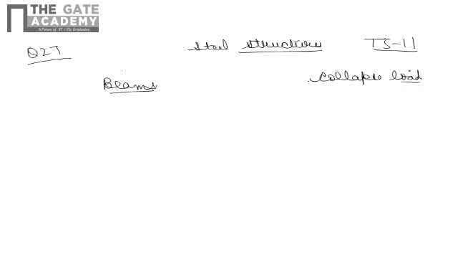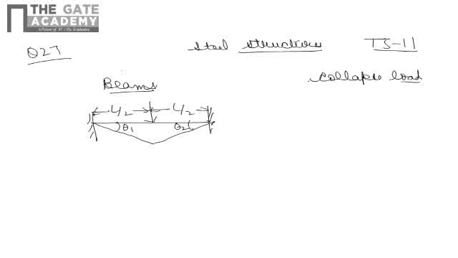So if we talk about a fixed beam with center point loading, then the possible formation of mechanism is that theta 1 here, theta 2 here. Since it is acting at the center point, theta 1 is equal to theta 2. We are talking about case A first.